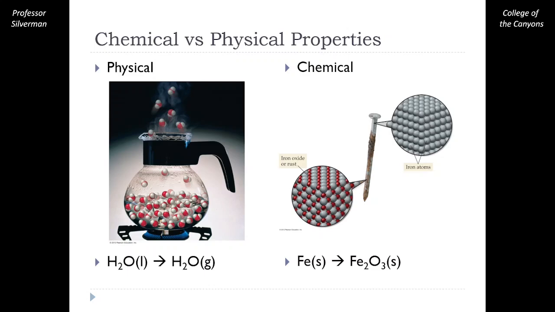Here are some other examples with maybe some easier to recognize pictures than what I just drew. Here we have our water evaporating. H2O as our water starts as a liquid, turns into a gas. It is still water. That's why this is a physical property.